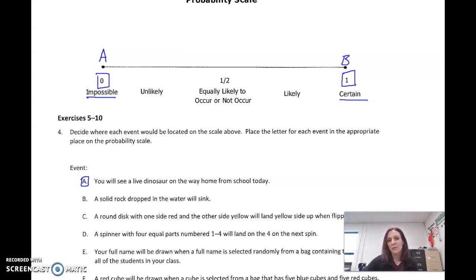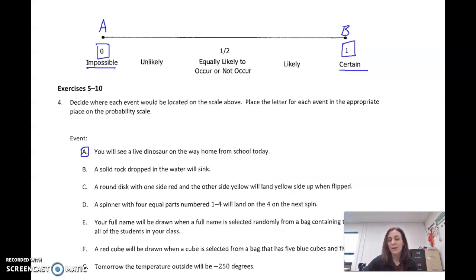All right, so now this next one, again working on our probability scale. A round disc with one side red and the other side yellow. So kind of like a coin, one side's red, one side's yellow. We want to know the probability it will land yellow side up. Well, it's either going to be red or yellow. One side's red, one side yellow, so it seems like it's equally likely to occur. Right? Kind of 50-50.